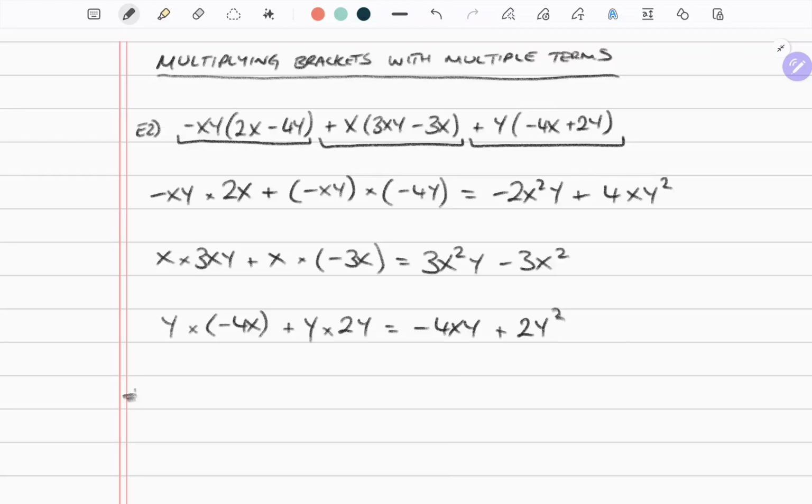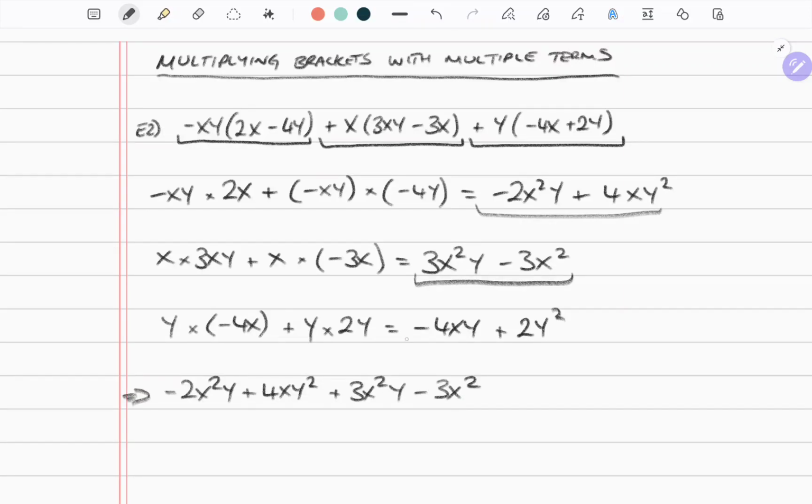Okay, so let's write this all out as one whole piece then. So we have this section first. We have the minus 2x squared y plus 4xy squared. Then we look at this one. That is plus 3x squared y minus 3x squared, and then finally let's look at this one. We have minus 4xy plus 2y squared.